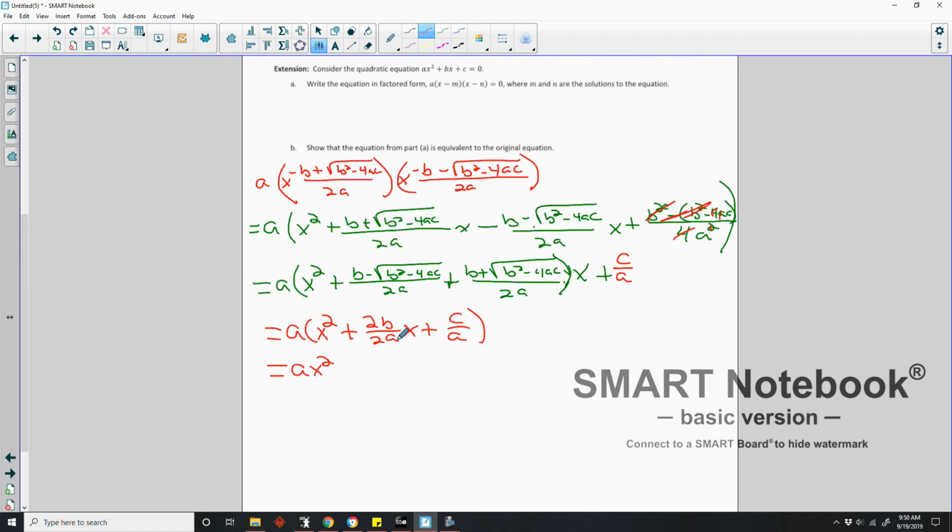This a cancels with this a, leaving 2 over 2, which is 1, or simply b. Everybody see that? 2 over 2 is 1, and a cancels this a, leaving b times x, or bx. And then that a cancels with that a, leaving c. So then we get ax squared plus bx plus c. Woo! That was brutal.